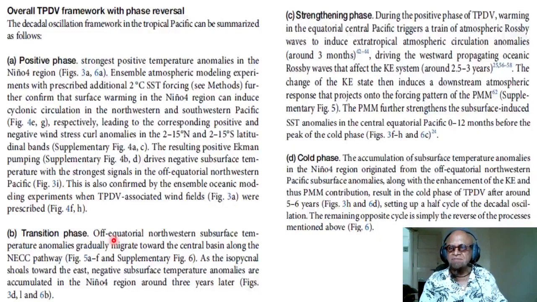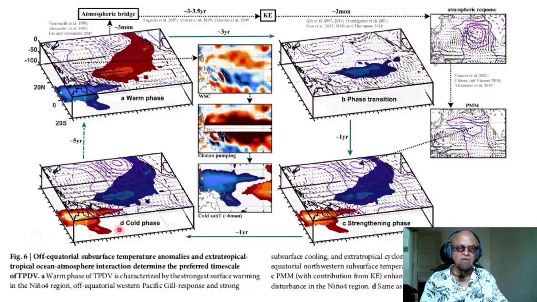The accumulation of subsurface temperature anomalies in the Nino 4 region originated from the off-equatorial northwestern Pacific subsurface anomalies, along with the enhancement of the Kuroshio extension and thus the PMM contribution, result in the cold phase of TPDV after around 5 to 6 years, setting up half a cycle of the decadal oscillation. The remaining opposite cycle is simply the reverse of the processes mentioned above in figure 6. Okay, so this is the transition from here, which is about 5 to 6 years, and then you go back. So the total cycle is basically the decadal cycle.